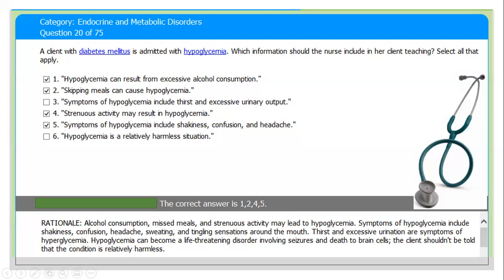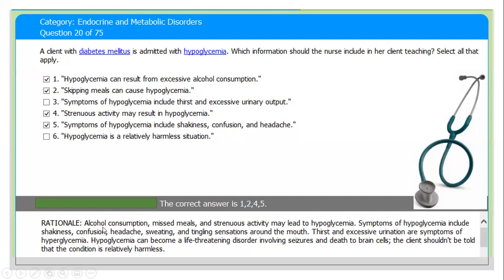if you do not eat lunch or dinner, or if you skip lunch or dinner, it can cause hypoglycemia if you have diabetes, and also if you take insulin. Number four, vigorous activities may result in hypoglycemia. Number five, symptoms of hypoglycemia include shakiness, confusion, and headache.